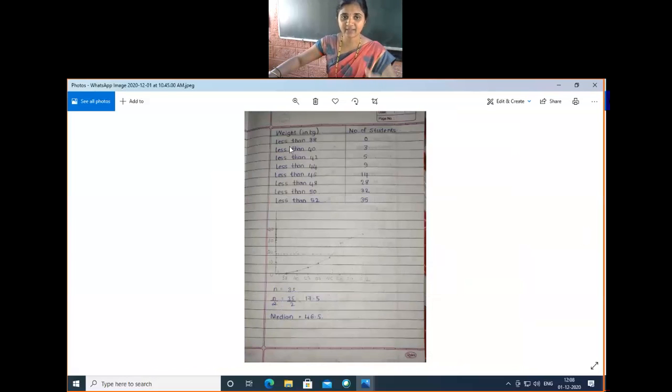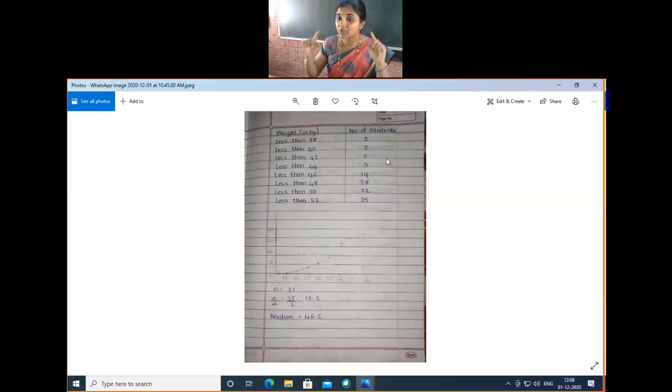Second one, during the medical checkup of 35 students of a class, their weights were recorded as follows. Okay. So next, weight is less than 38, less than 40, less than 42. Already problem is in the less than form only. Okay. So what we have to find here, draw a less than type OGU for the given data. Hence obtain the median weight from the graph and verify the result using the formula.